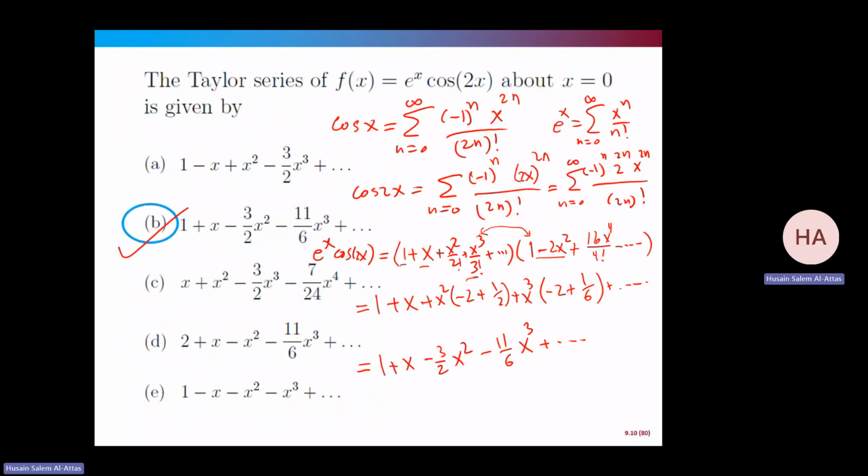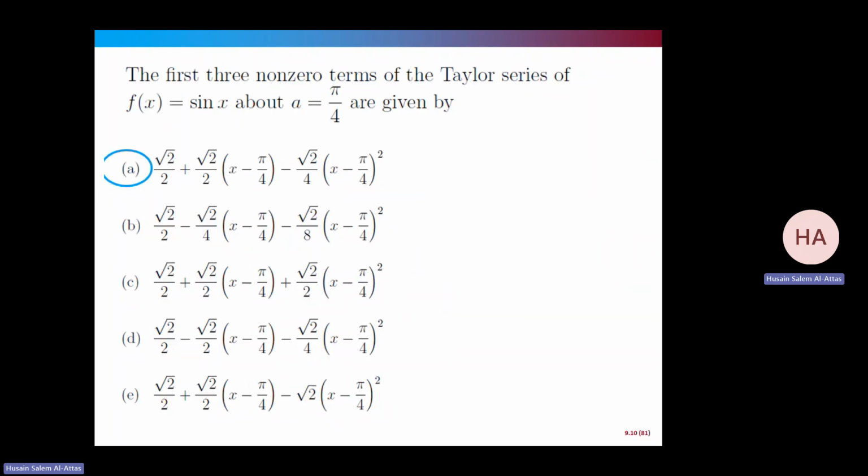Continue. That was the last one. Now let me continue. I have the first three non-zero terms of this Taylor series. Okay, so my f of x is sine x. F prime is cosine. F double prime is minus sine. This is what I need.